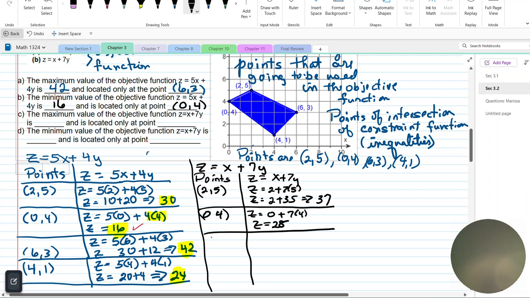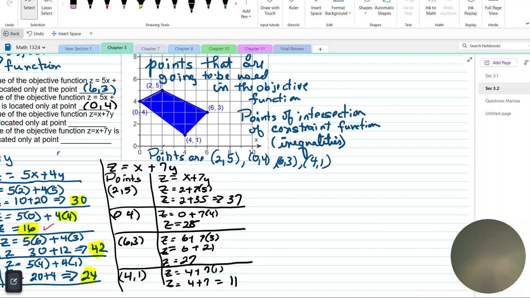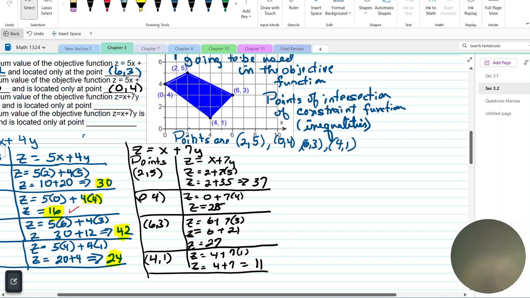And we're doing the third one, 6 and 3. So z equals 6 plus 7 times 3. That's 21 plus 6, 27. Now we're at the last one, 4 and 1. Z equals 4 plus 7 times 1. Z equals 4 plus 7, and that's 11. All right, so let's answer that group.